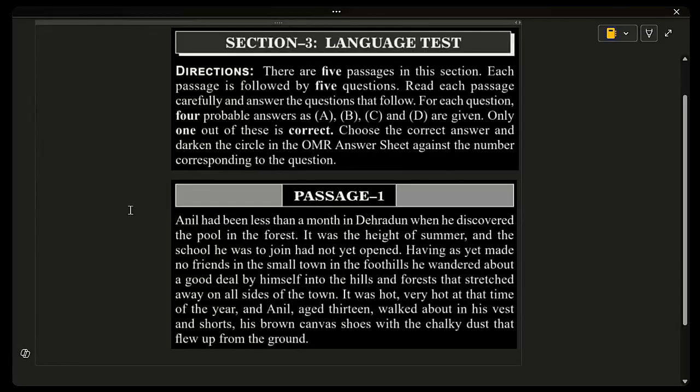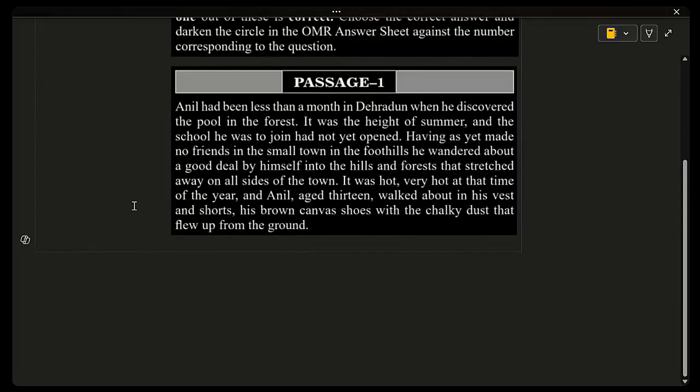Okay, passage number one. Anil had been less than a month in Dehradun when he discovered the pool in the forest. So he stayed in Dehradun less than a month when he discovered the pool in the forest.